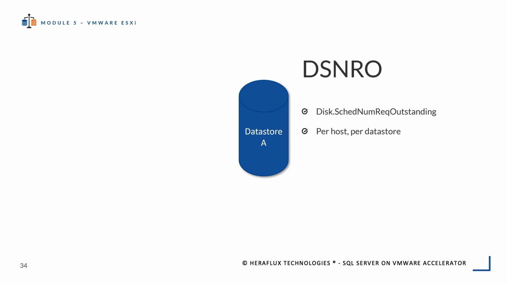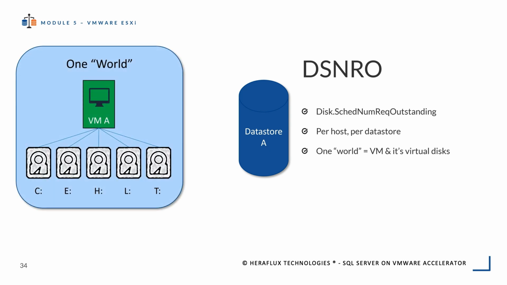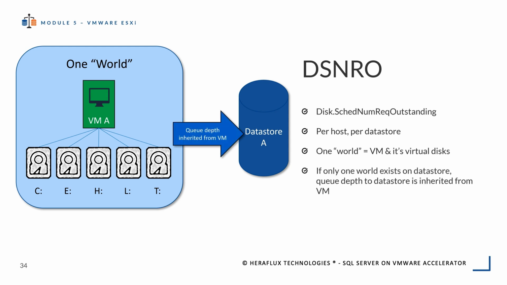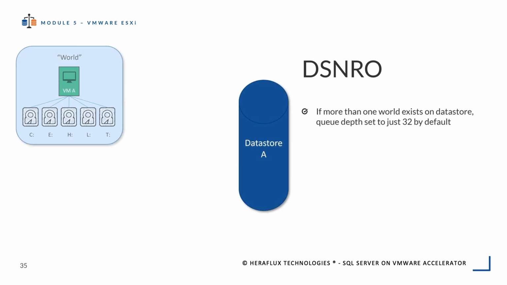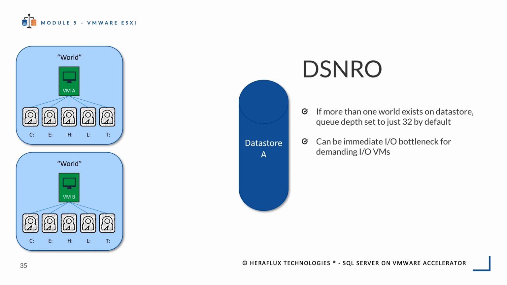In VMware lingo, VMware defines a world as a single virtual machine and its connected disks. I guess they're the center of their own universe or something. If only one world exists on a data store, the queue depth at that host to that data store is inherited from the queue depth maximum on that virtual machine's storage configuration. However, if more than one world exists on a data store, which is very common, the queue depth of that data store on that host is limited to just 32.